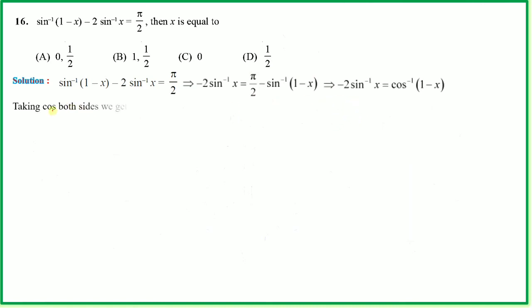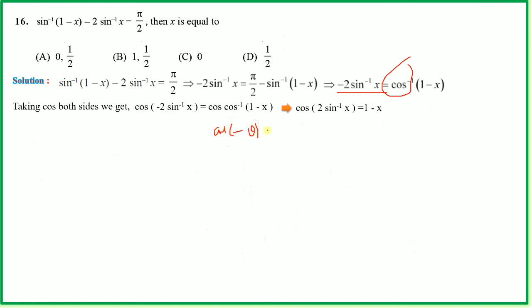Then taking cos on both sides, what do we get? Cos of minus 2 sine inverse x equals cos of cos inverse 1 minus x. Why did we take cos? To remove this cos inverse. So then cos minus theta: as you know, cos minus theta means fourth quadrant, and in the fourth quadrant cos is positive. So cos minus theta is plus cos theta. So this minus is eliminated. So cos 2 sine inverse x, positive, is equal to cos and cos inverse removed, so we have 1 minus x.